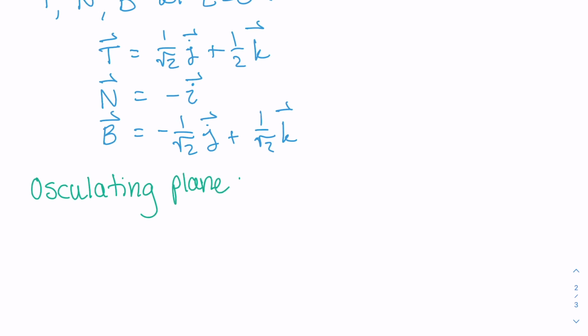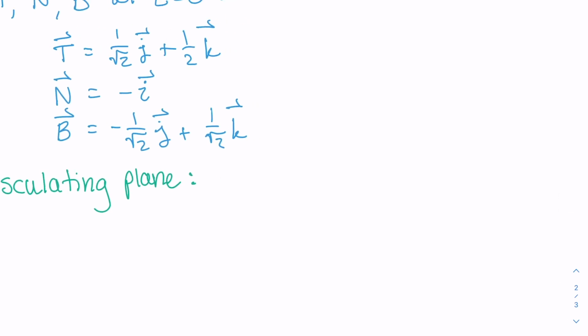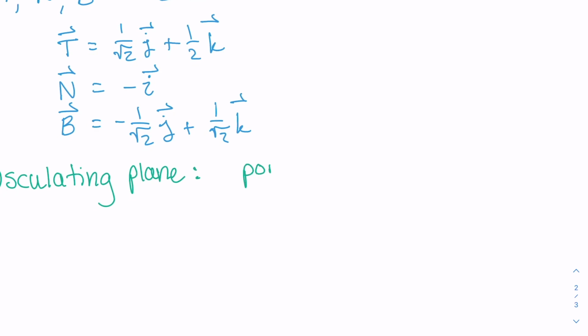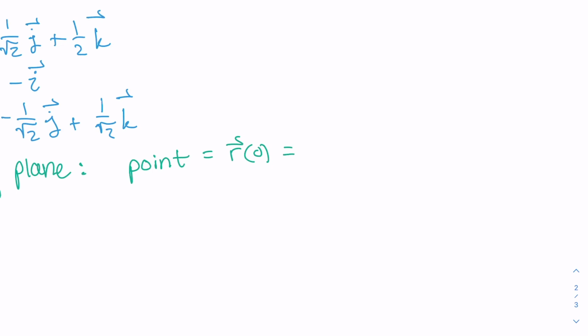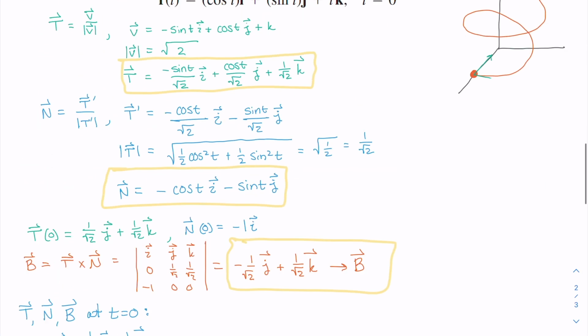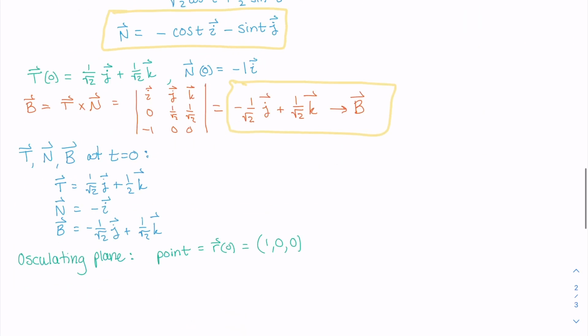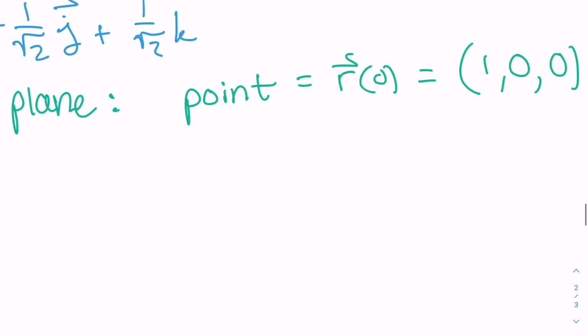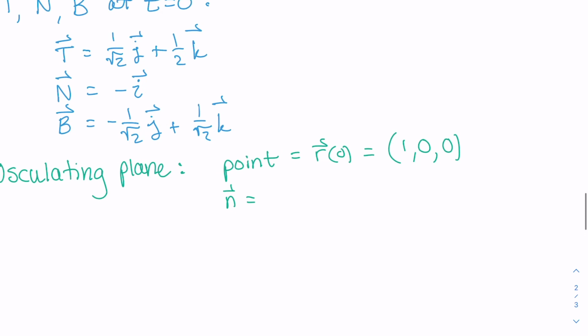The two things we always need to write a plane equation are a point and a normal vector. The point we'll use is just r of 0, the position function evaluated at t equals 0, which becomes the point (1, 0, 0). I just plugged in 0 into our position function. Now we need the normal vector. We're just going to use the binormal vector, which is negative 1 over square root of 2 in the j direction plus 1 over square root of 2 in the k direction. Now let's plug those into our plane equation.